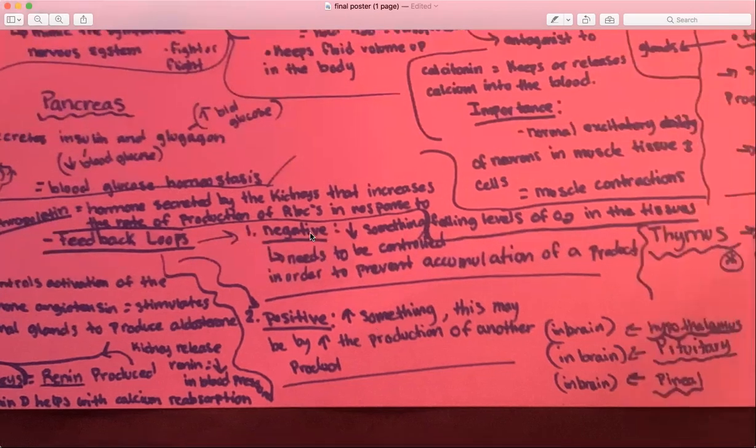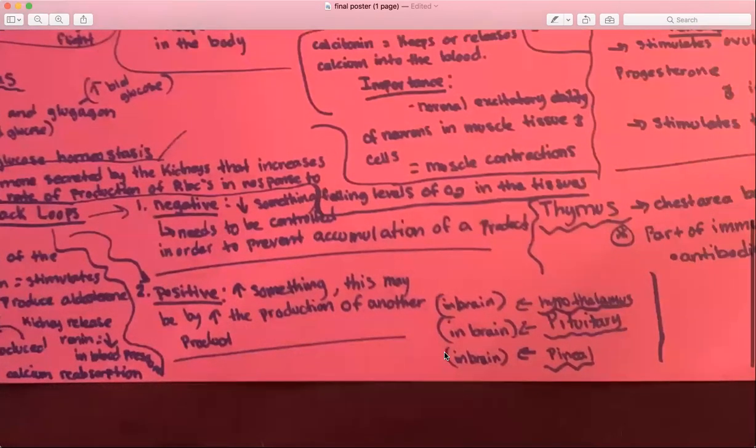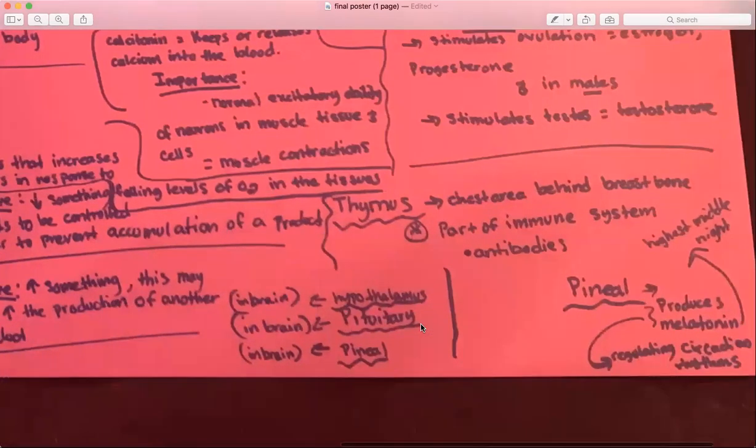And then I do talk about the negative and the positive feedback loop. You can read that on your own. Remembering that the hypothalamus, pituitary gland, and pineal gland are all in the brain. And then obviously look at the picture, please, to know where everything else is. Pineal gland has to do with melatonin.